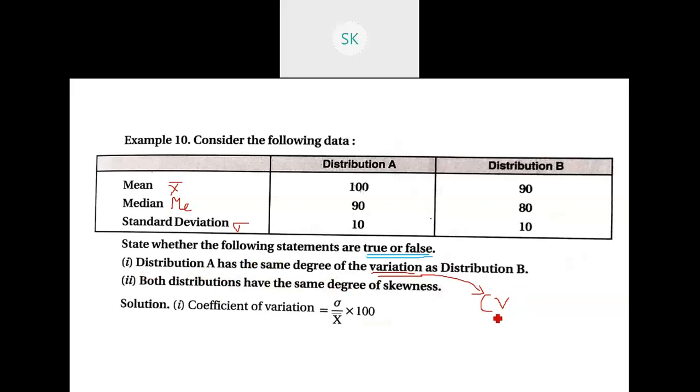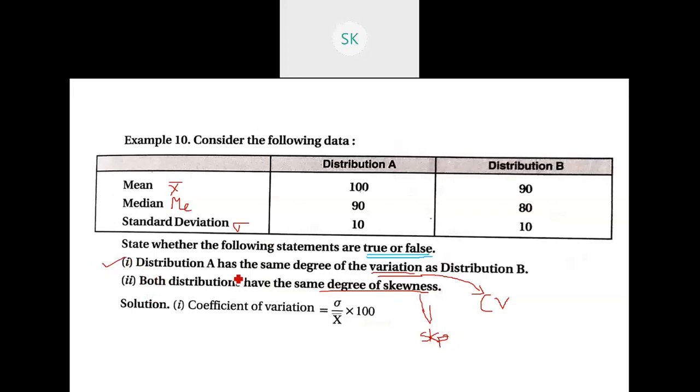We have to solve using coefficient of variance, and then we will get the answer. Now the second statement they have given us is both distributions have the same degree of skewness. So the second one is talking about the skewness. Let us consider Karl Pearson skewness, that is SKP. Karl Pearson skewness we will calculate and we will give the conclusion. So let's go for the first statement.